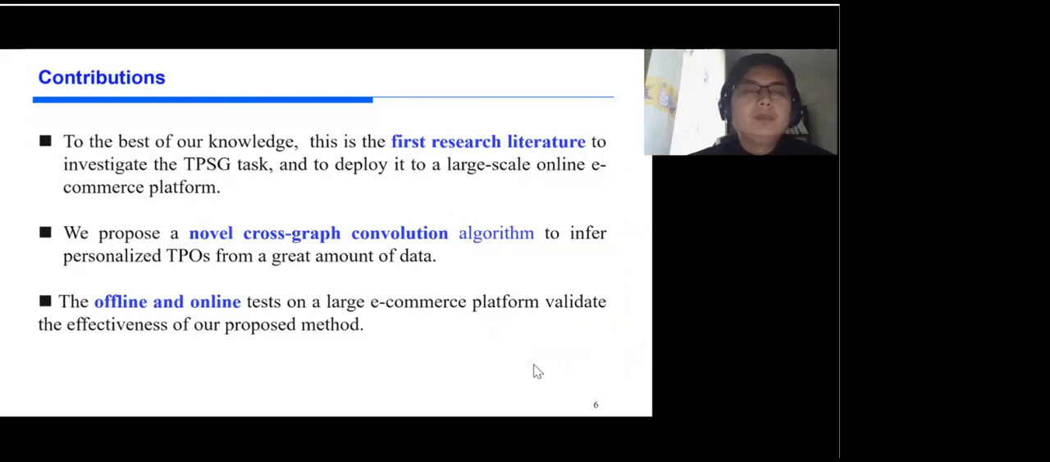So, our contributions can be summarized as following. First, to the best of our knowledge, this is the first research literature to investigate the TPSG task and to deploy it to a large-scale online e-commerce platform. Second, we propose a novel cross-graph convolution algorithm to infer personalized TPOs from a great amount of data. Third, the offline and online tests on a large e-commerce platform validate the effectiveness of our proposed method.